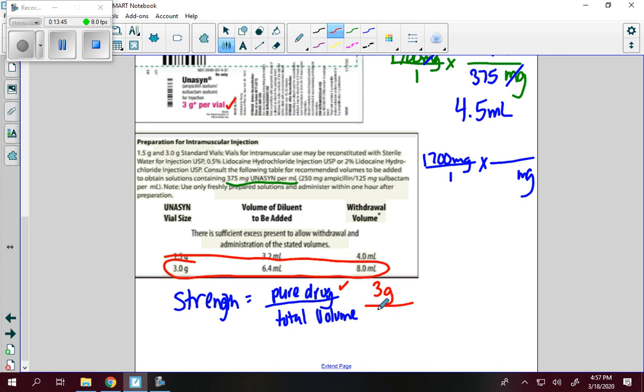So what happens is there's 3 grams and there's my total volume now, but volume is going to have this liquid. So when I add 6.4 milliliters of the diluent, then it obtains 8 milliliters of my withdrawal volume or total volume. So it would be for every 8 milliliters. Now, are you wondering why wouldn't you use this 6.4 versus this 8? And how come if you only add 6.4 milliliters of water, will I get more solution out of it?